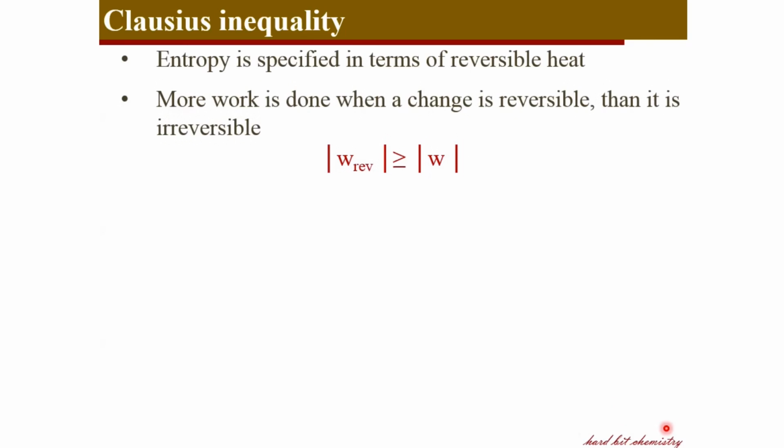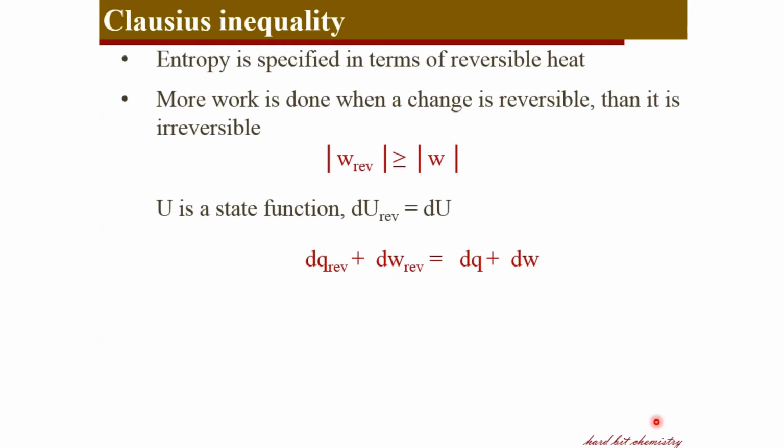irreversible process. And as internal energy is a state function, the change in internal energy during a process will be the same whether it occurs in a reversible pathway or in an irreversible pathway. So writing down the internal energy equation in terms of work and heat according to the first law of thermodynamics, we can write the sum of the heat and work in a reversible process equals the sum of heat and work in irreversible process based on the internal energy criterion. Rearranging this, we achieve this expression.